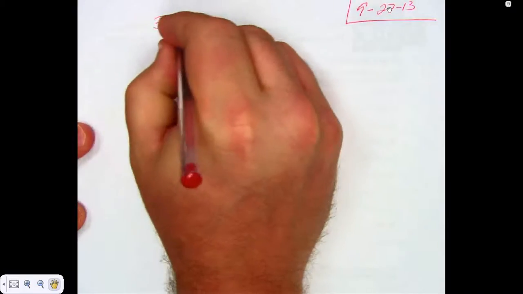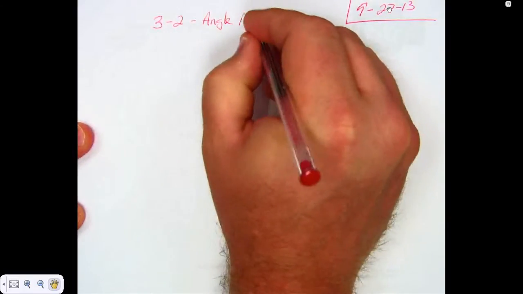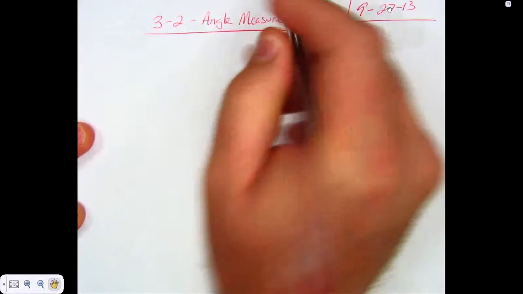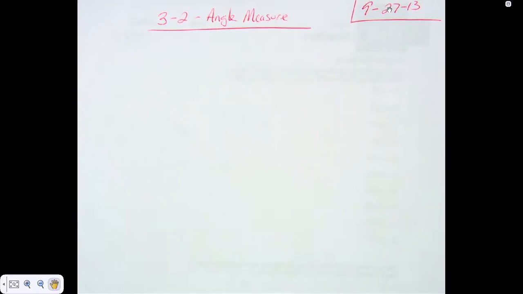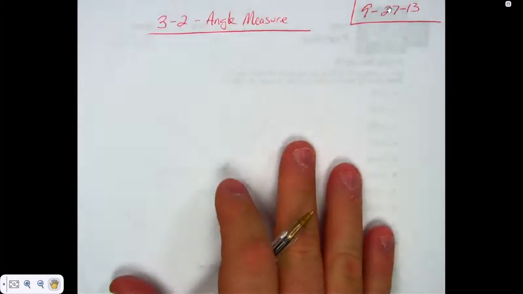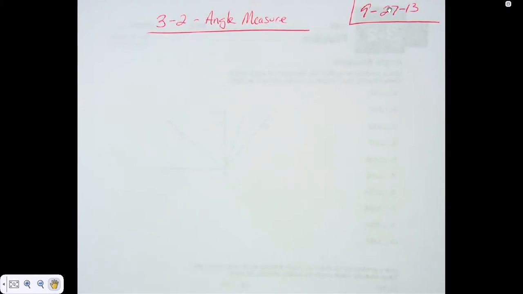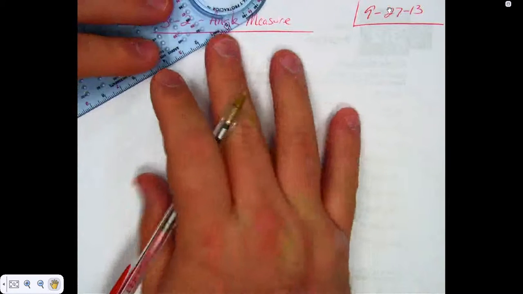What should we write at top? There you got two angle measure. Very good. That's probably good. We got into this a little bit yesterday, did we not? Yeah. Yes. Okay.